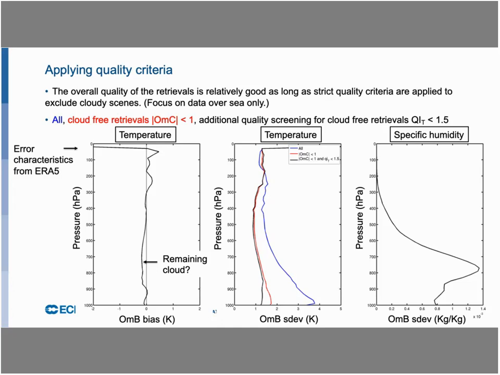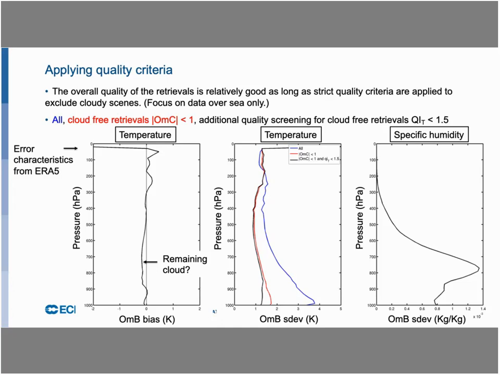The left-hand side plot is showing the O-P bias, and you can see from there that below 500 hectopascals, 600 hectopascals, there is some negative bias, even though overall the bias is relatively small. There is some negative bias, which could be remaining cloud, but that is a small negative bias, but still there.